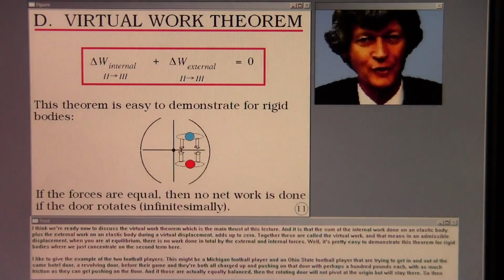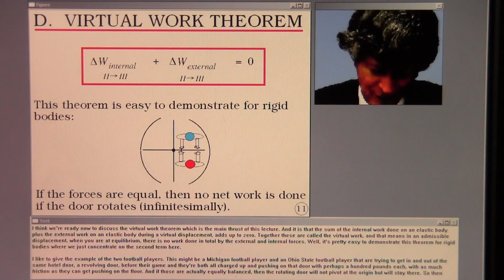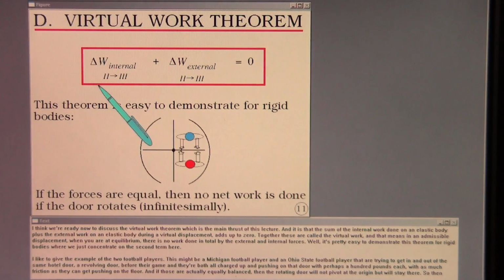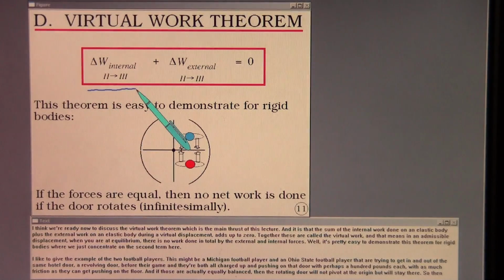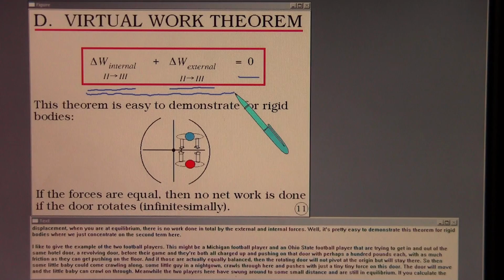I think we're ready now to discuss the virtual work theorem, which is the main thrust of this lecture. And it is that the sum of the internal work done on an elastic body plus the external work on an elastic body during a virtual displacement adds up to 0. Together these are called the virtual work, and that means in an admissible displacement, when you're at equilibrium, there's no work done in total by the external and internal forces.